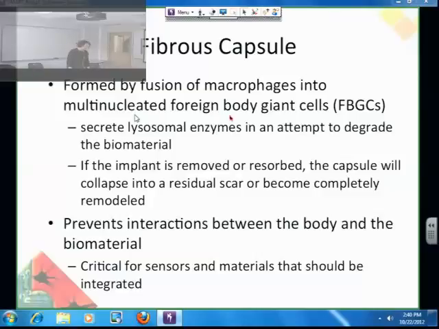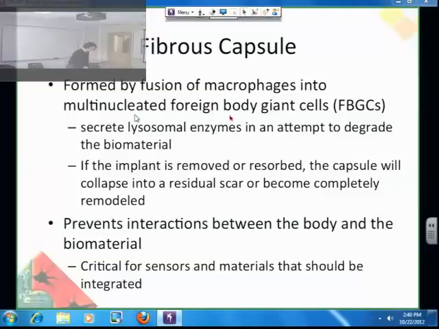But I'm spending this entire lecture talking about the fibrous capsule because it is one of the most important things that we need to think about when we're talking about the inflammatory response to biomaterials, because it can completely prevent interactions between your biomaterial and the rest of the body. It's one of the biggest reasons why sensors fail, and it's also critical for any material that should be integrated with the body, which is, you know, pretty much most biomaterials.